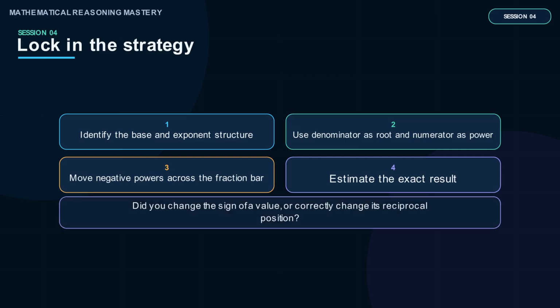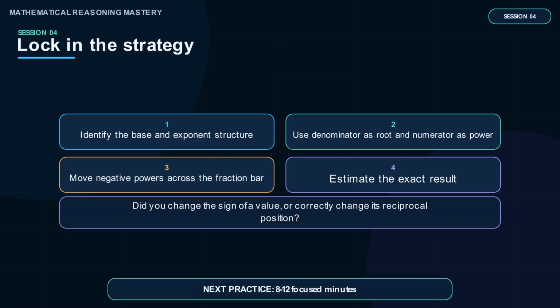Reflection. Did you change the sign of a value or correctly change its reciprocal position? Name the exact point where an incorrect path would first become visible. Practice one fresh problem for 8 to 12 focused minutes. Keep the work readable, verify independently, and carry the routine into the next session. Before moving on, close the notes and explain the method aloud from memory. Then invent one small variation, predict how the answer should change, and verify that prediction with a complete calculation.